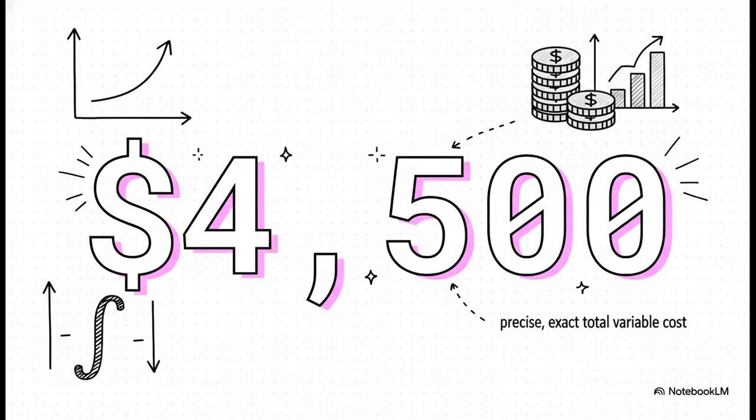So, when you actually solve that integral, and this is where you'd go through the mechanical steps of finding the antiderivative and plugging in the numbers, you get this, $4,500. And I want to be crystal clear, that is not an estimate, it's not an approximation. It is the precise, exact total variable cost to make those 100 units, perfectly accounting for the fact that every single item got a little bit cheaper to make. It's a beautiful example of how this tool gives us true financial certainty.